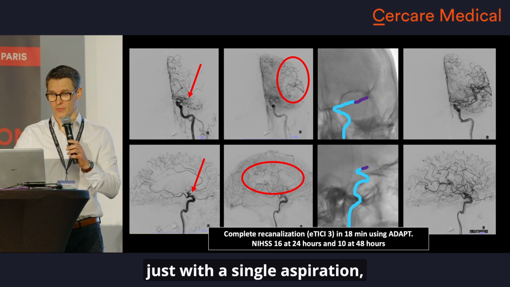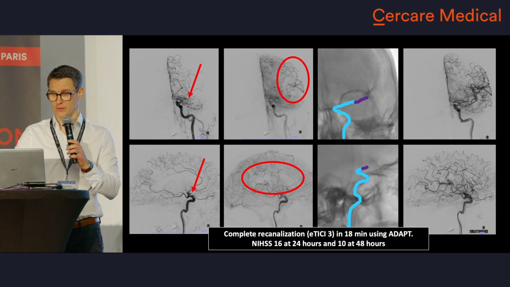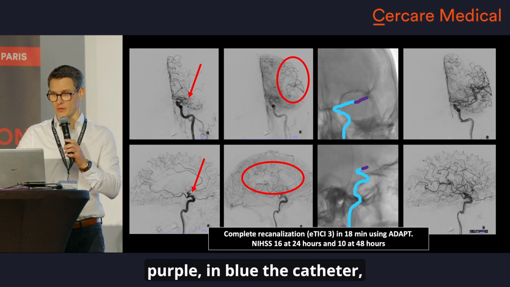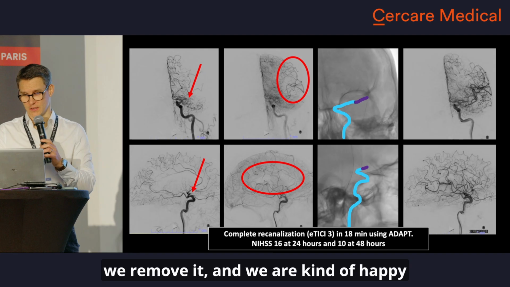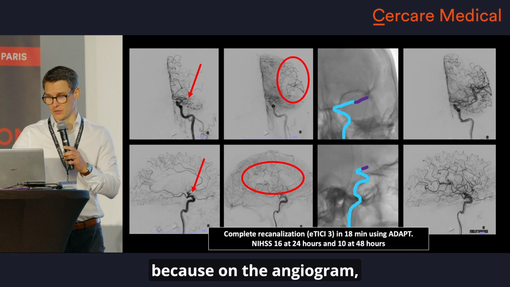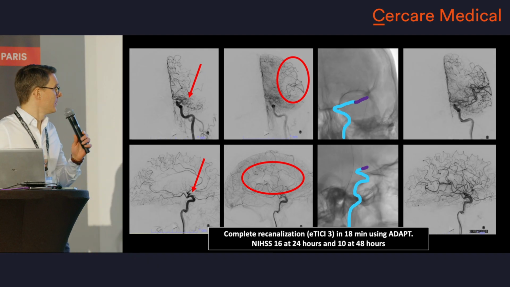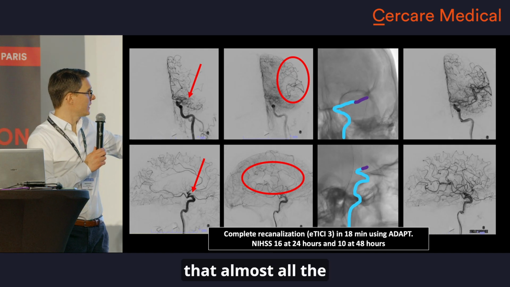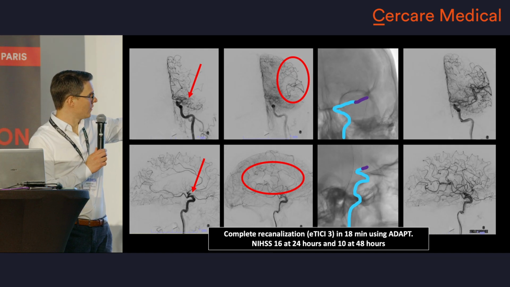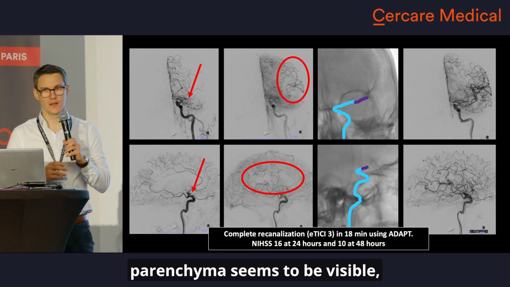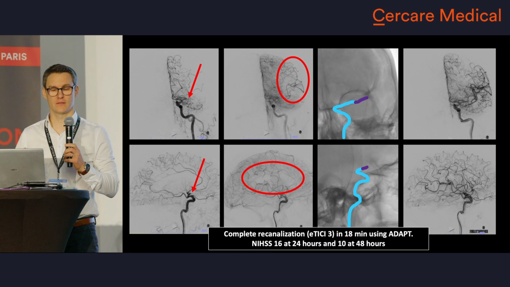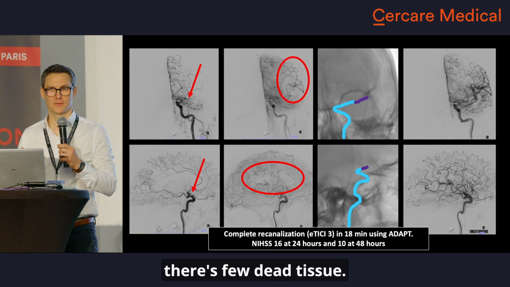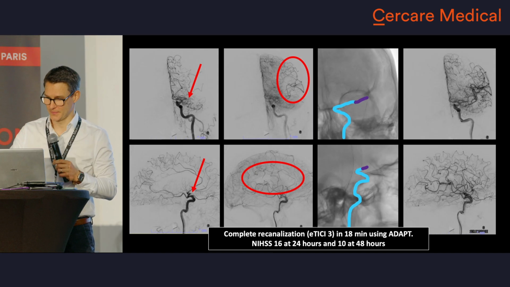We do the thrombectomy just with a single aspiration. The clot is here in purple. In blue, the catheter. We remove it. And we are kind of happy because on the angiogram, you can see on the lateral view that almost all the parenchyma seems to be visible, which for us, interventionists, we believe means there's little dead tissue.